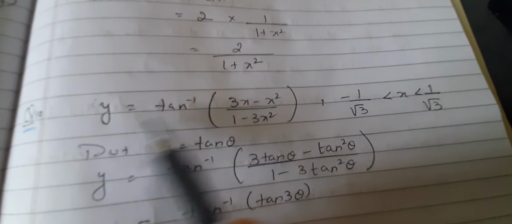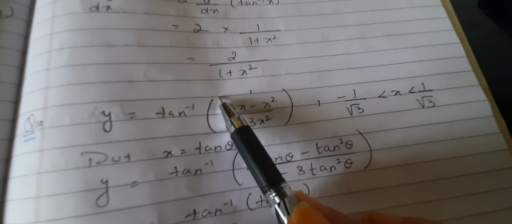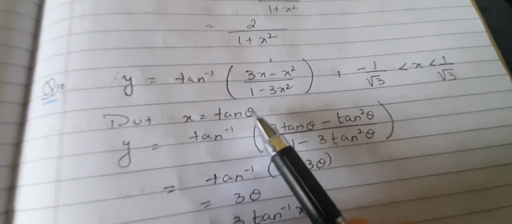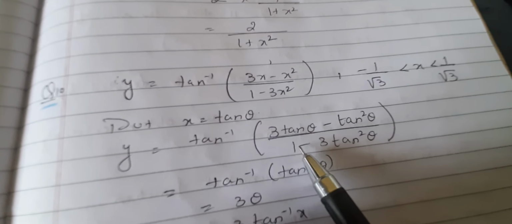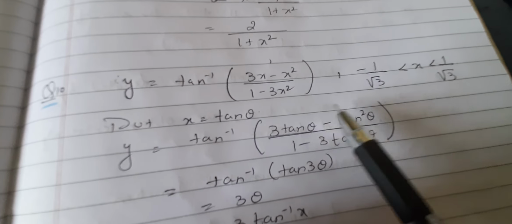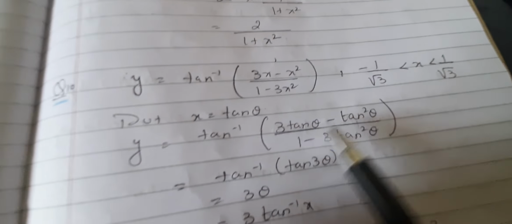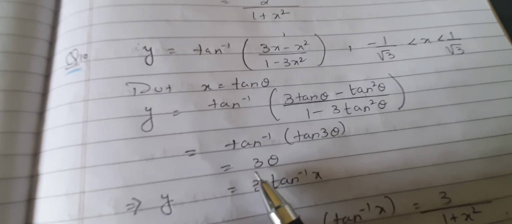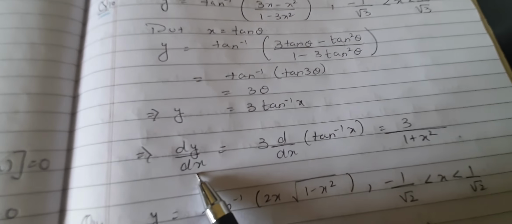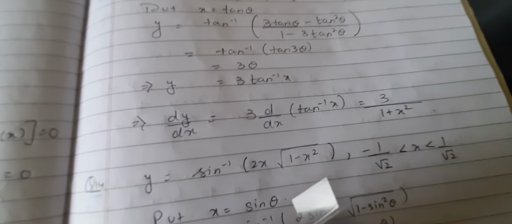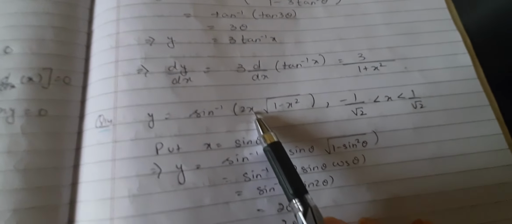Similarly, over here, I will reduce this to the simplest form. Now put x is equal to tan theta. So this becomes 3 tan theta minus tan cube theta upon 1 minus 3 tan square theta, which is nothing but tan 3 theta. So tan inverse tan 3 theta is 3 theta. So y is 3 tan inverse x, and now take the derivative and get the answer. Similarly here, I'll reduce it to the simplest form.